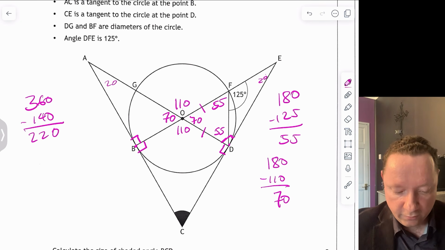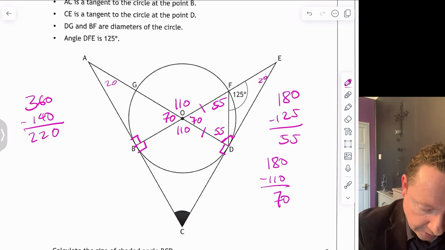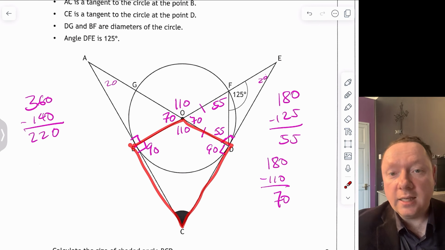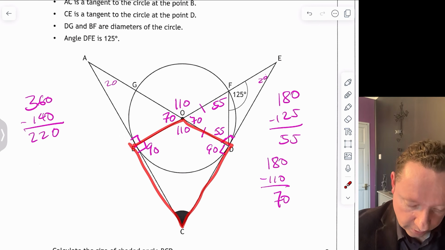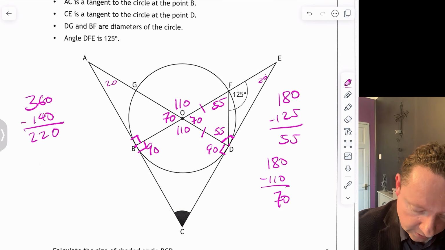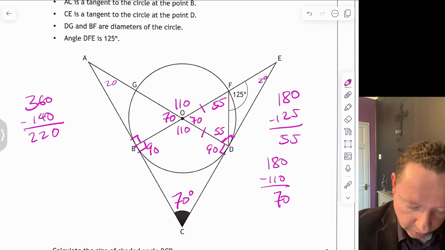But you can go straight ahead from your 110, and now you know that this is 90 here and 90 here. I have got a four-sided shape. And four-sided shapes, the angles add up to 360. So I've already got 90 and 90 is 180. So that means that these two opposite add up to 180. So I get my 70 down here, and I'm done there.